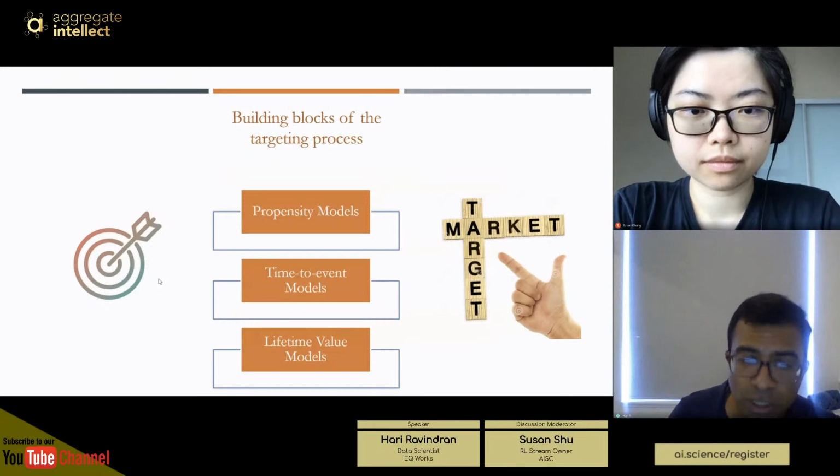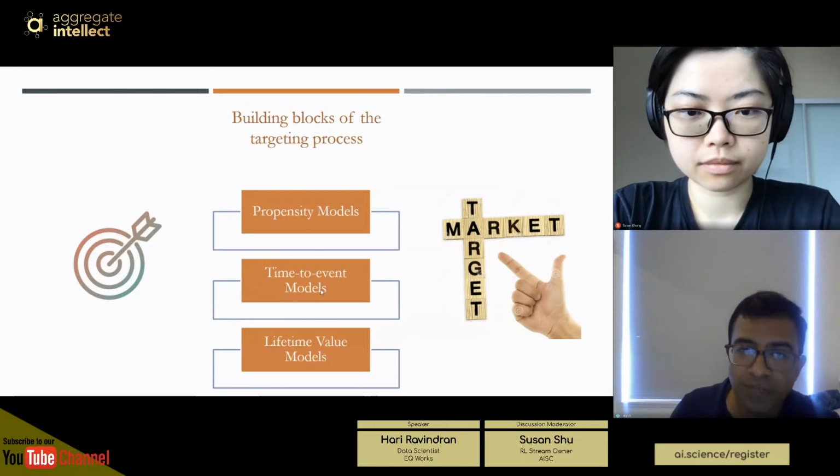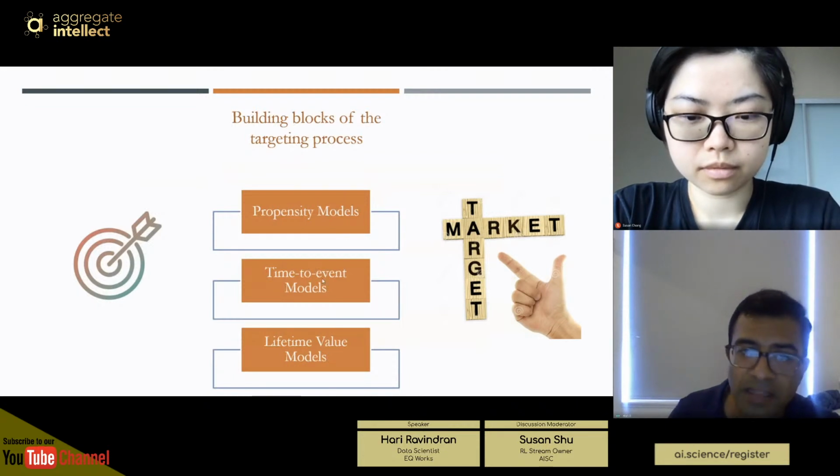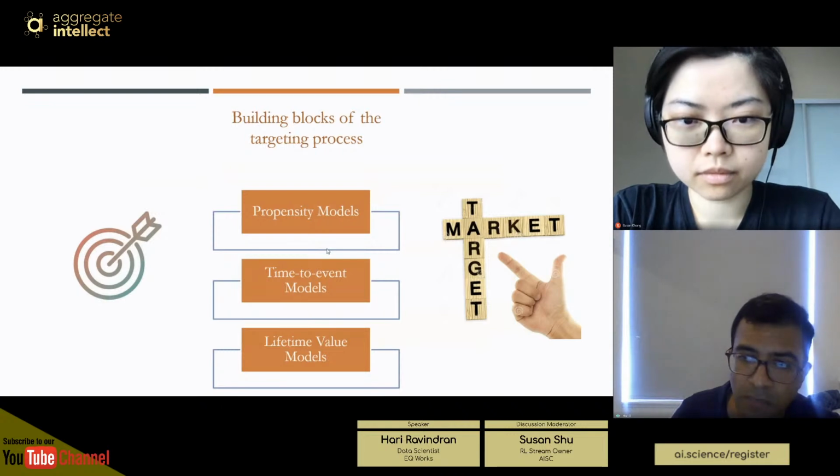Finally, I just want to touch a little on time to event models. We talked a little bit about propensity models. Propensity models answer the question of how likely it is that someone is going to take a certain action, or what kind of customer you are dealing with. But they really don't tell you when a customer will take a certain action. That's where time to event models come into play.